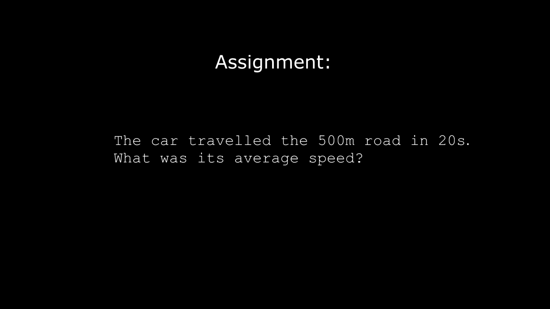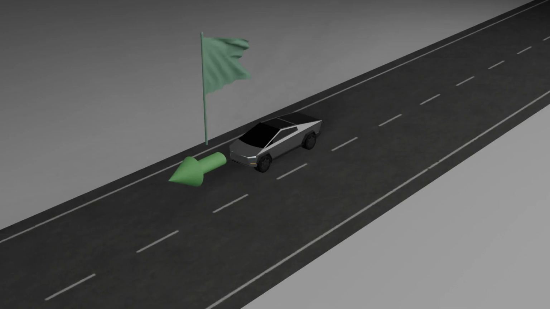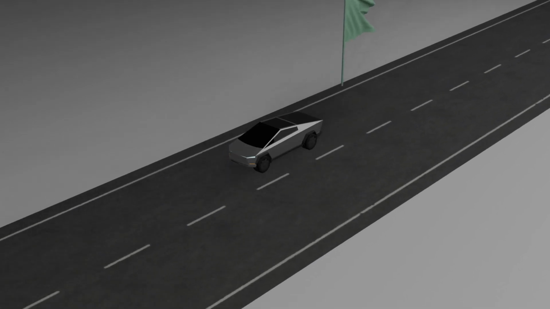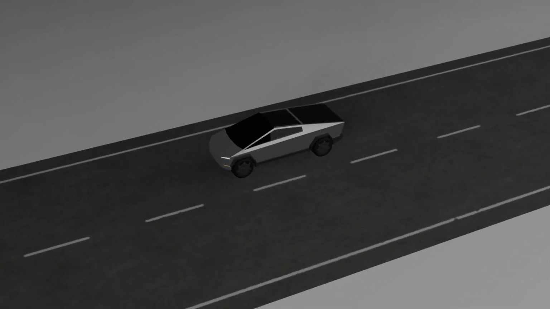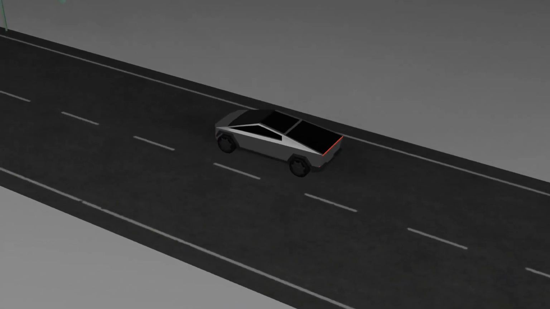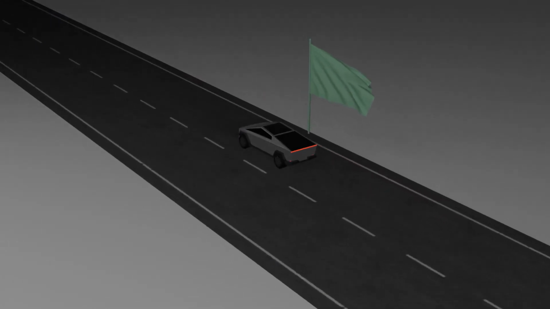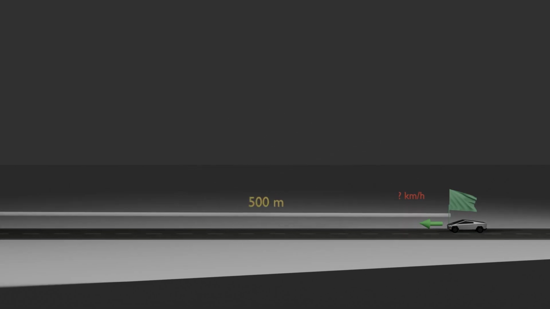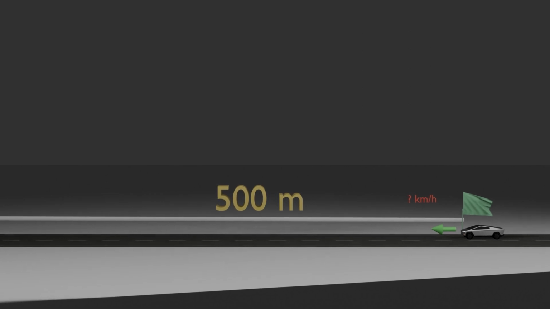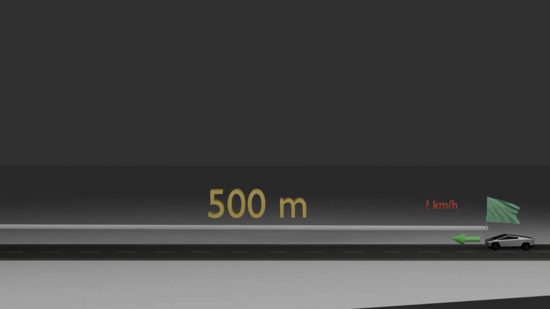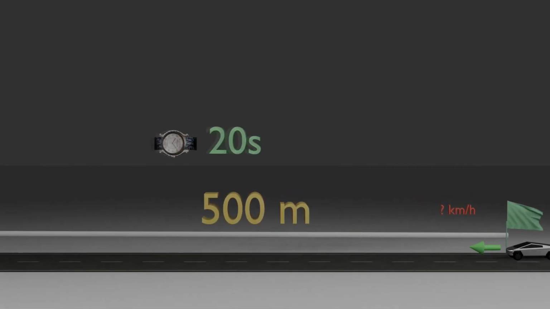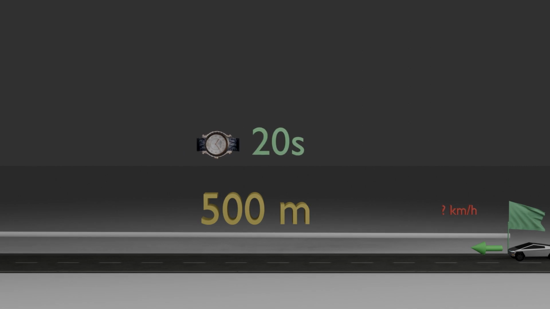Let's have an arbitrary Cybertruck that moves directly only forward, and our task is to find out what was its average speed. We know that it traveled the distance of 500 meters and the time we measured was 20 seconds. Since the car does not go at a constant speed and accelerates at the beginning and slows down at the end, we calculate the average speed.